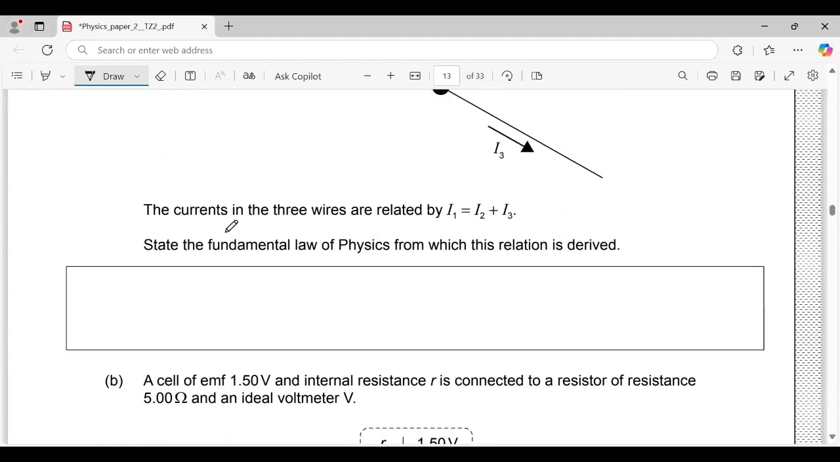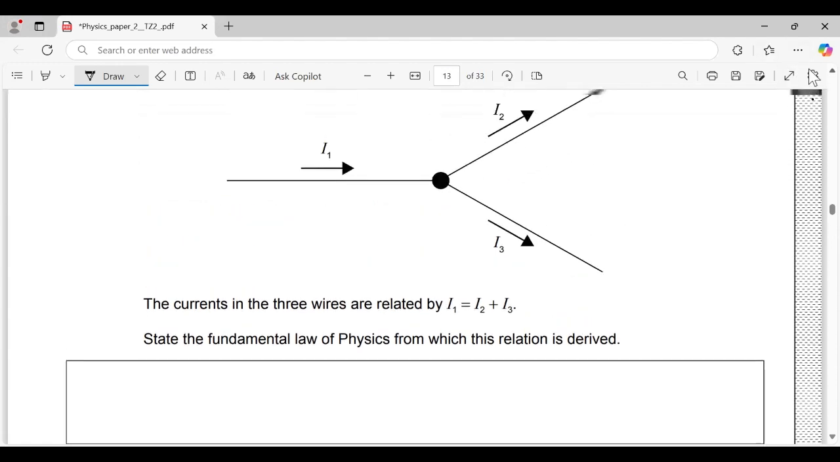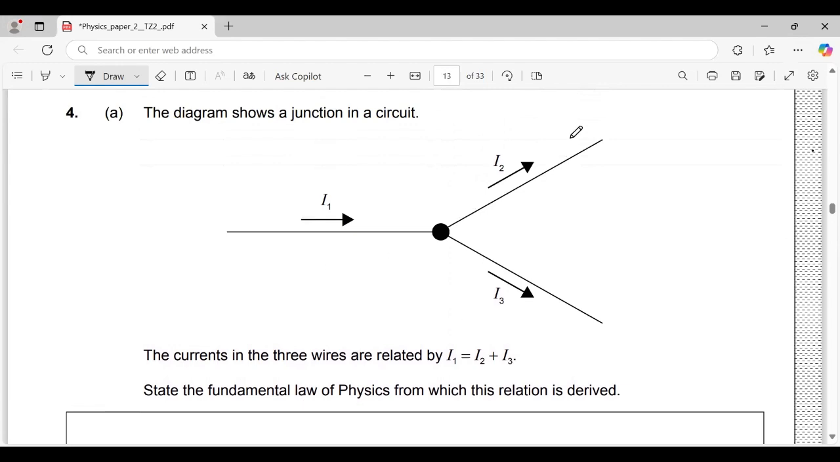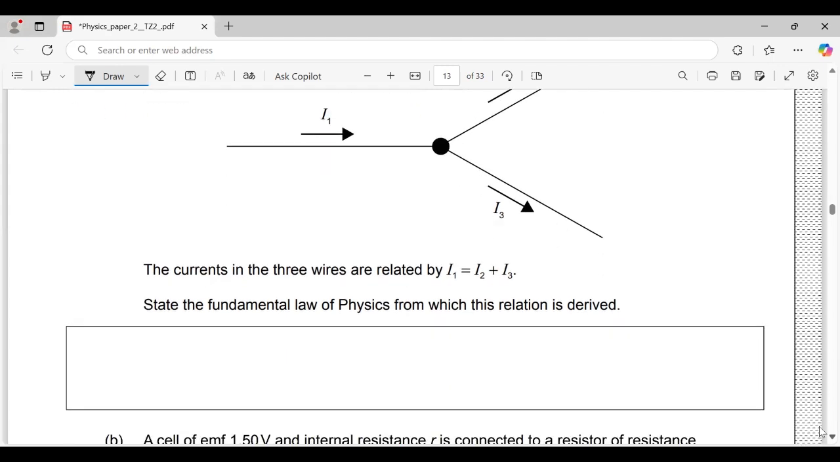The currents in the three wires are related: I1 equals I2 plus I3, as given in this circuit. State the fundamental law of physics from which the relation is derived.